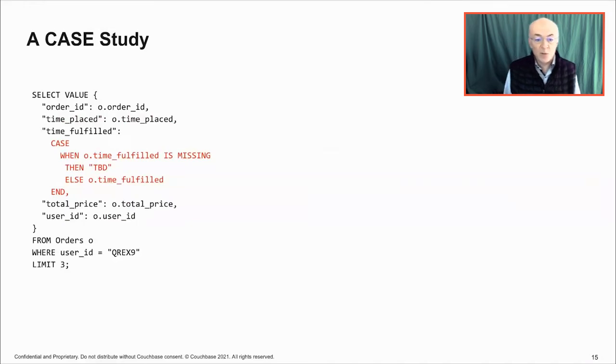And in this case, what we're doing is if the time fulfilled is missing, then we'll enter a string that's called TBD. And otherwise, if there is a value, we'll just get that value. So that's kind of a way how you can deal with the fact that you have a different width for the records if you're not looking for that.